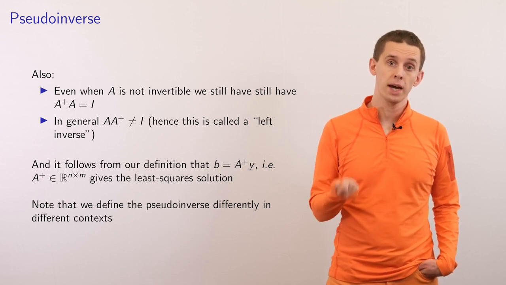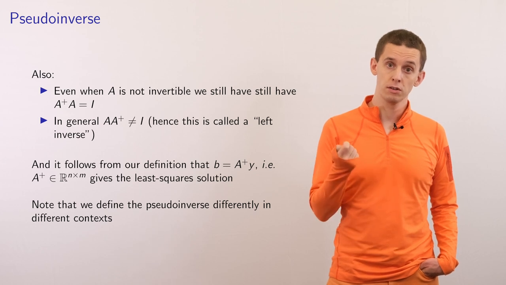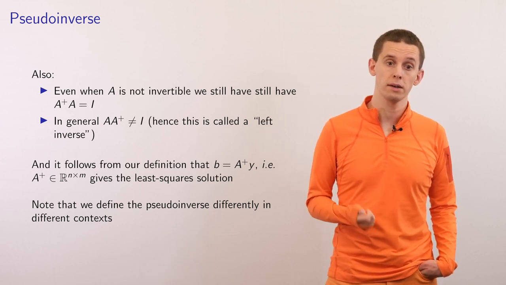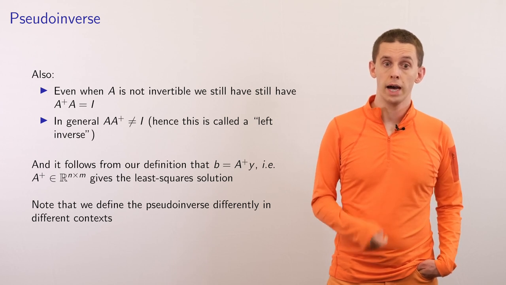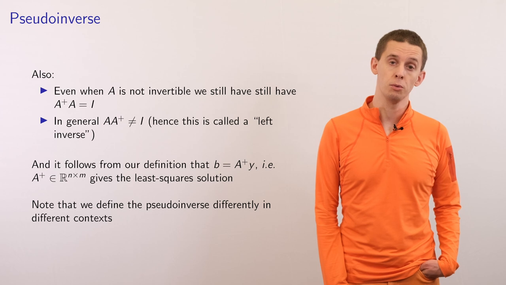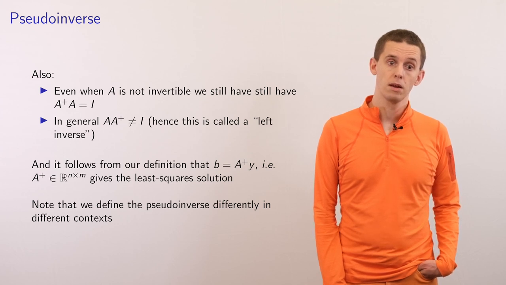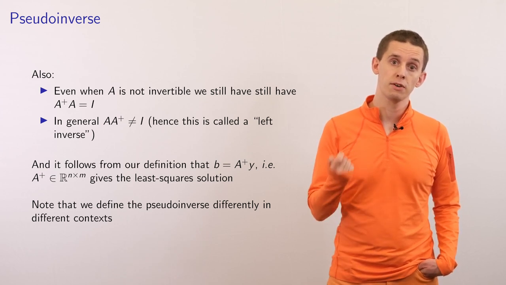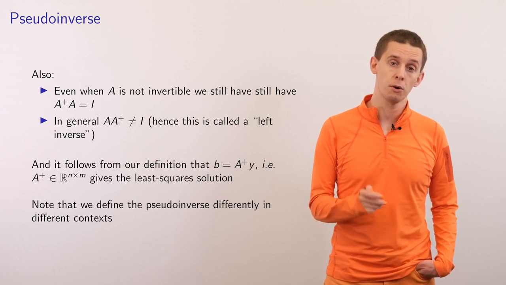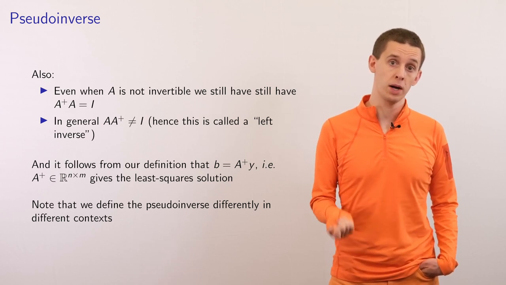And so we have then that we could solve these normal equations using b equals pseudo-inverse of A times y. And so that would then give us our least squares solution for a rectangular matrix. And it's worth noting that we would define the pseudo-inverse slightly differently in different cases. And here we're specifically focusing on the case where m is greater than or equal to n.